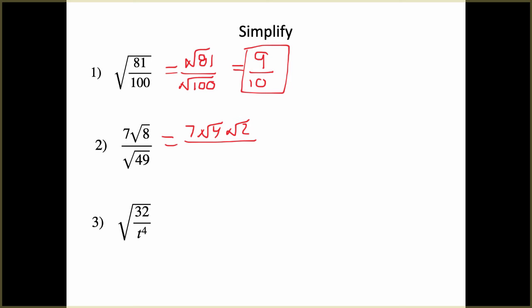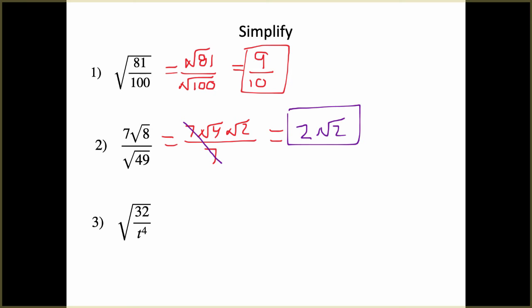And I'm just going to simplify this right away. The square root of 49 is 7. We go to the next step. We have a 7 over a 7. These will cancel out. The square root of 4 is 2. And we have the radical 2 left. So we have 2 square root of 2.